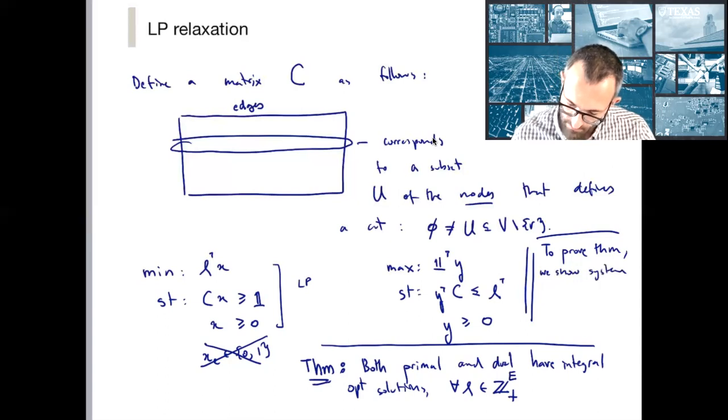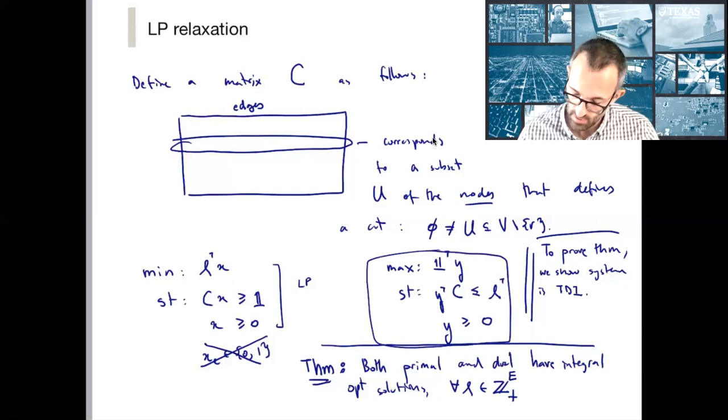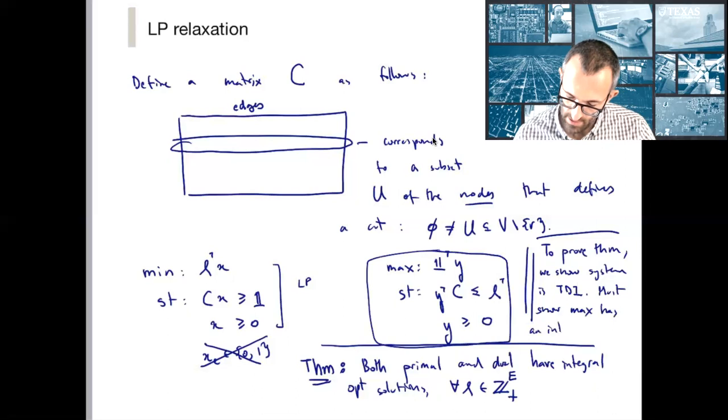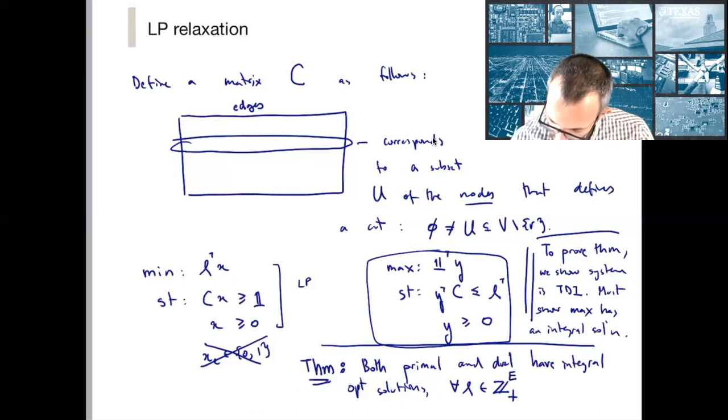system is totally dual integral. And what does that mean? It means that all I need to do is, not that this is a small task, I need to show that this right-hand side has an integral solution. So we must show the max has an integral solution whenever it is finite. So this is what we're going to do. Actually, let me squeeze one more thing in. It has an integral solution for every L.